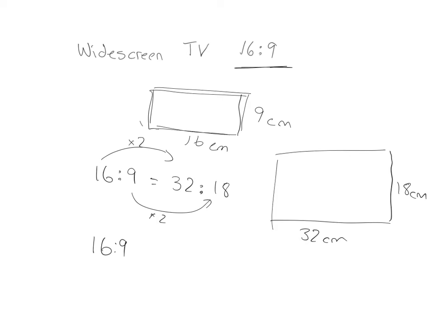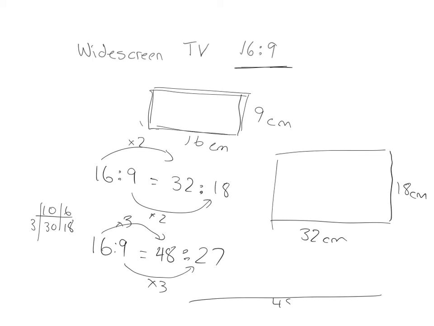So let's say we are still using our 16 to 9, but this time we multiply by 3. 16 can be thought of as 10 and 6. Just remember 10 times 3 is 30, 3 times 6 is 18, so this would be 48. Now 9 times 3 gives me 27. So you can see if my TV was 48 centimeters wide, it would be 27 centimeters tall. And this is how they create a standard shape for widescreen TVs.